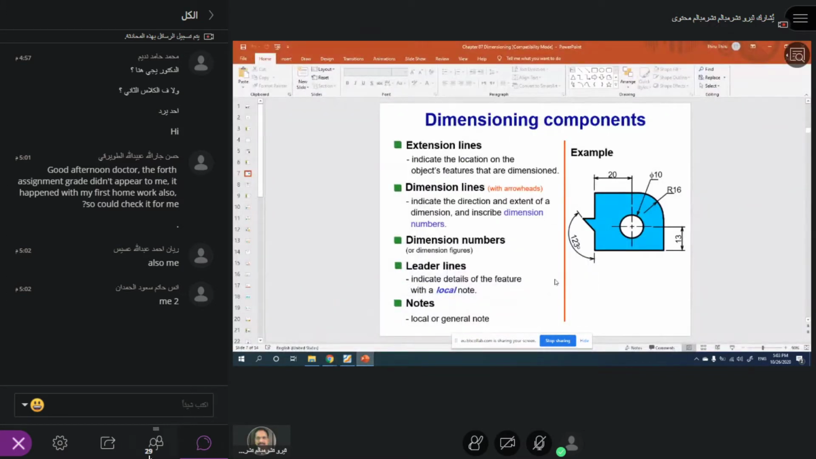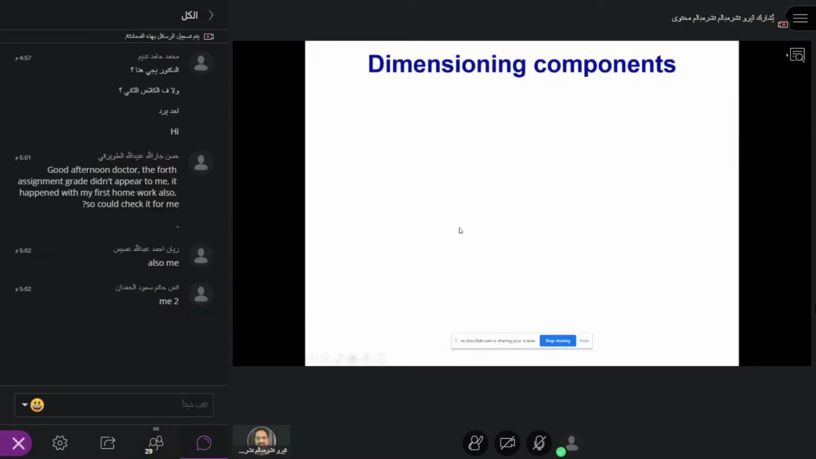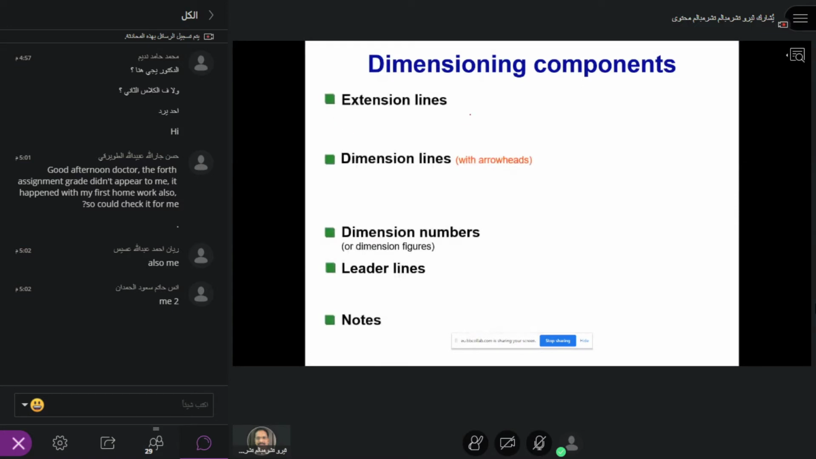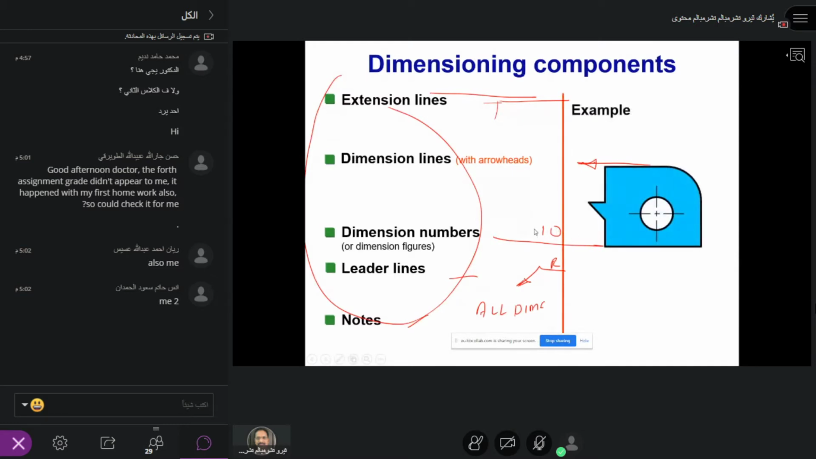Okay. All right. So now you see the dimensioning components here. The extension lines, last class I was explaining a lot. Extension line, the blue color line, which should not touch the object line. Dimension lines are those lines which have the arrow marks, and dimension number is something you write on the top. Leader lines are lines which take diameter, radius, and so on. Notes, so you write the notes. All dimensions are in mm. So these are the dimensioning components we all know now. So now you see the difference.